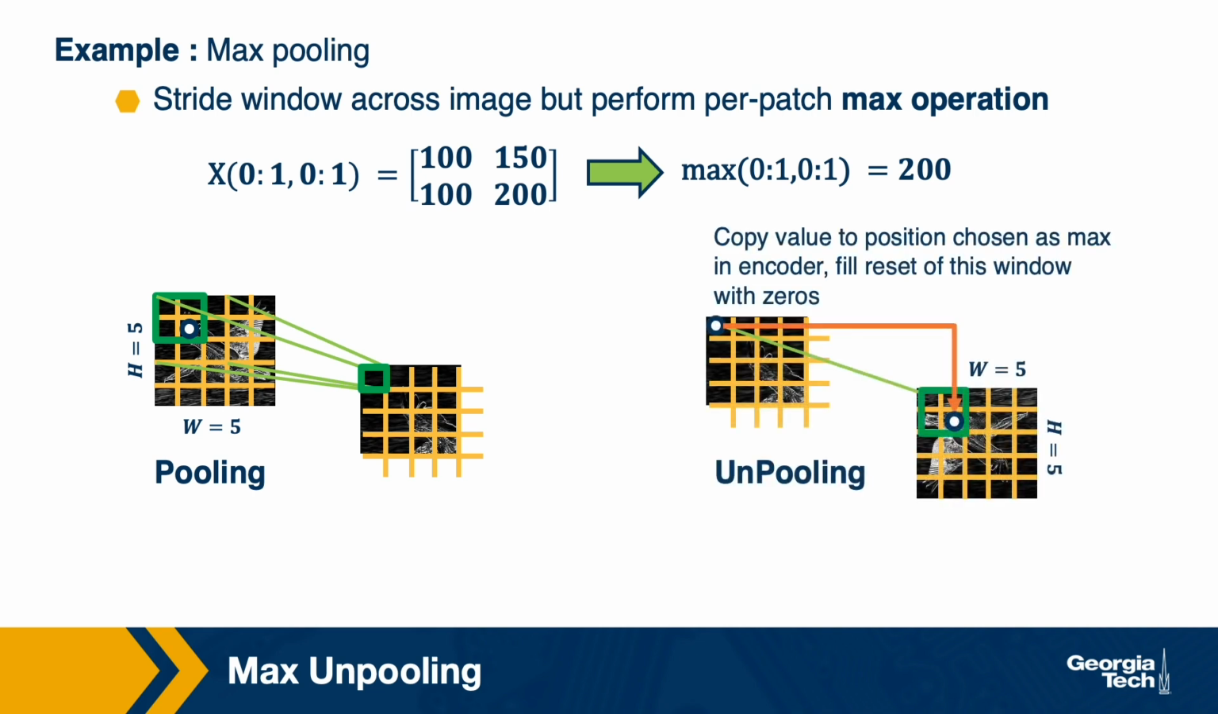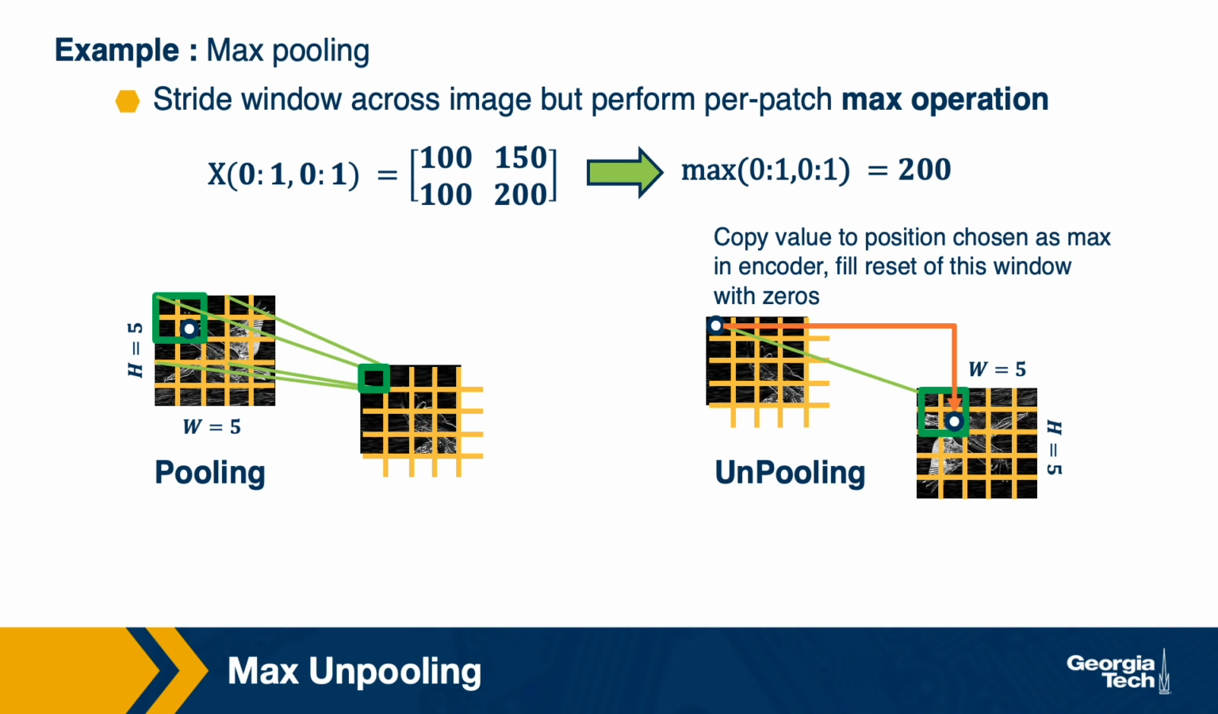Now in unpooling, we want to do the opposite. That is, given a smaller input, we want to generate a larger output. And so we might actually do the opposite of what we did for pooling. That is, we might stride pixel by pixel in the input, and for each of those pixels, generate a larger output. Again, let's say 2 by 2. And so the only question is what the location should be for that particular input pixel.